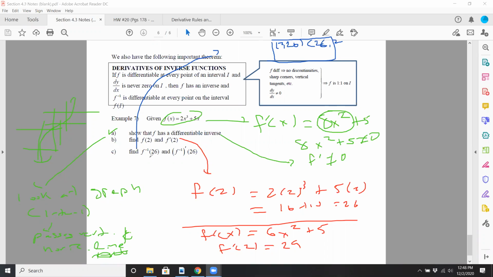Switch x and y. So that's easy. That's just going to be 2 here. Because remember, the whole point of an inverse is switch x and y. So if f of 2 is 26, then the inverse of 26 is 2. And then remember, the derivative of the inverse will be the reciprocal of the derivative of the original. But you have to plug 26 in as your input. So that's just going to be 1 over f prime of 2, which of course is 1 over 29. And we have that worked out.